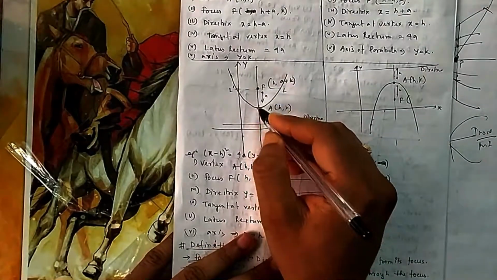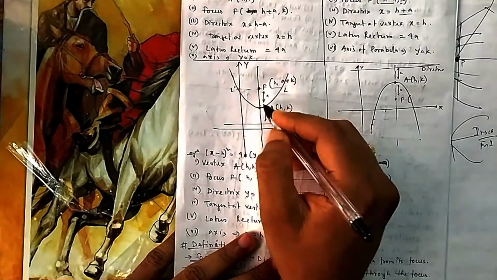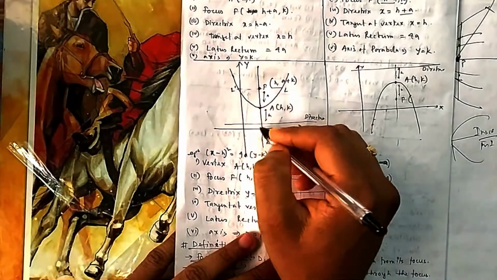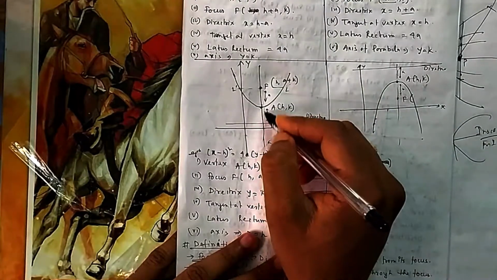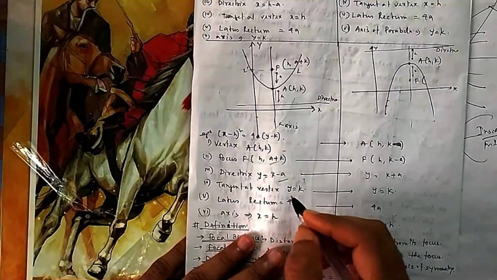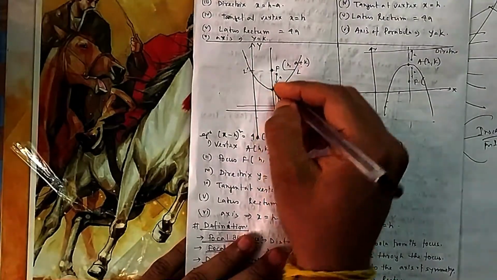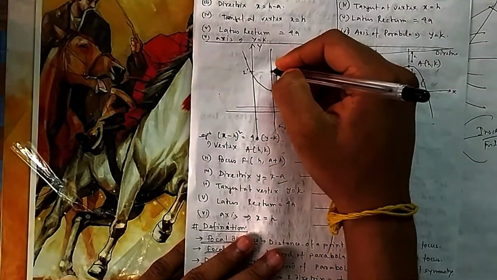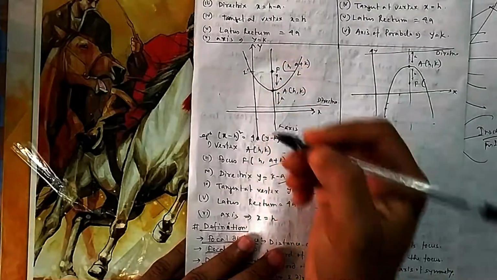Now your focus will be shifted from this point to here, because it is a unit from the vertex. So it is h comma k. h will remain the same, k will increase here a times, and the directrix will be below, k minus a. So you can say your focus is here, and the directrix is k minus a, because this is the vertex. Once the focus is on this side, then the directrix is on the opposite side, at the same distance.